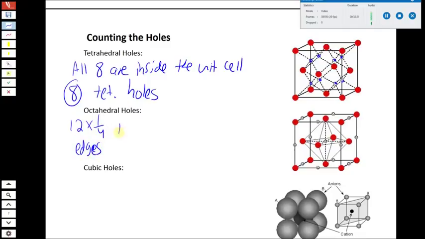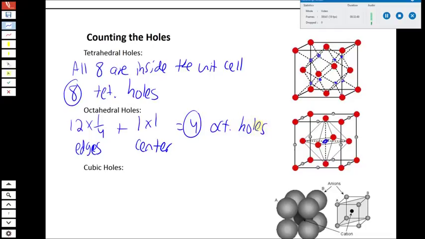And then we have also the one octahedral hole that's right in the center. And as we said, any atom that's in the center of the unit cell, completely enclosed by the unit cell, counts as one full atom. So you have one center position that counts as a full atom. So in total, you have 4 octahedral holes. So what that means is if we occupy all of the octahedral holes, there will be 4 of those cations in the unit cell. Okay?